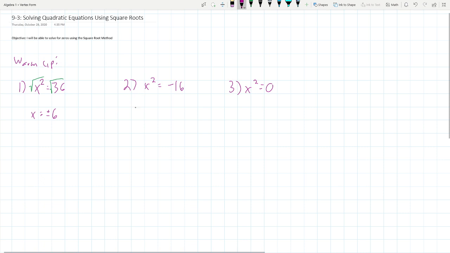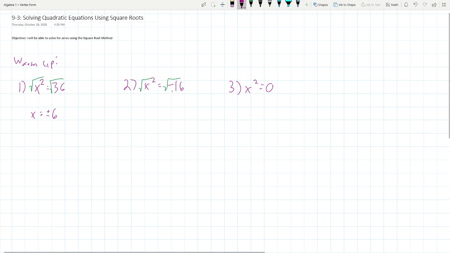Okay. Number 2, we have x squared equals negative 16. If we start off and take the square root of both sides, we get the square root of a negative. Oh, wait, we can't do the square root of a negative, because nothing times itself makes a negative number. And this is where the idea of an imaginary number comes in.